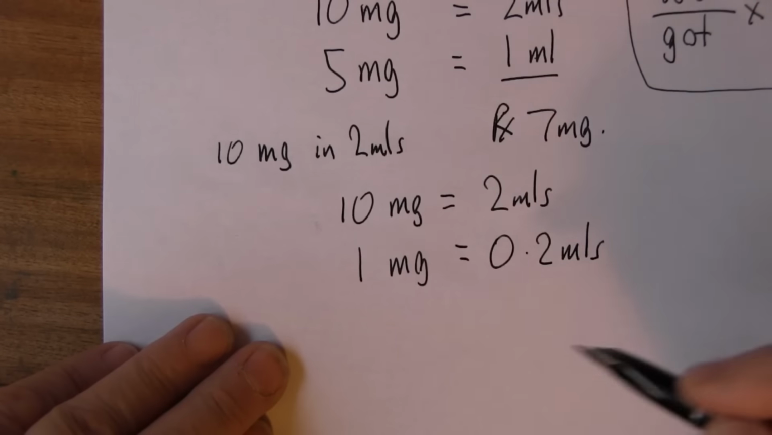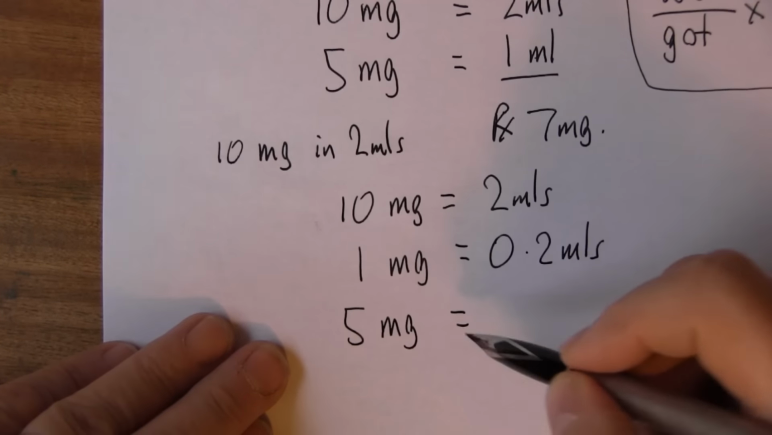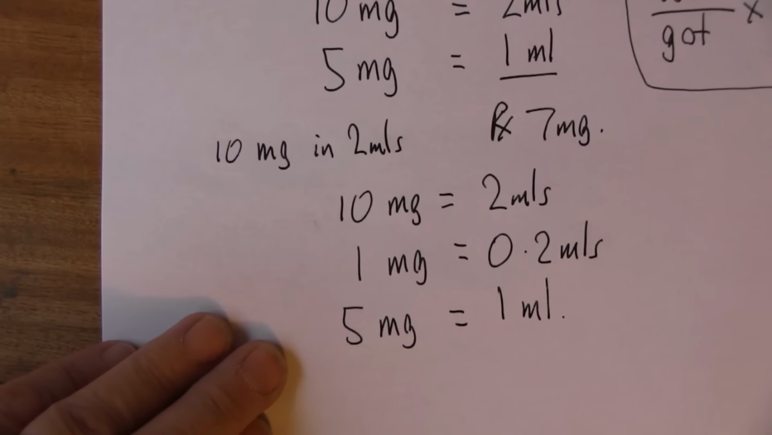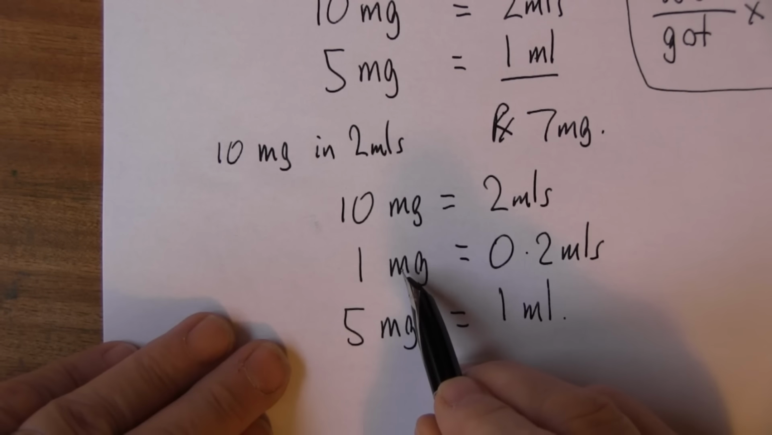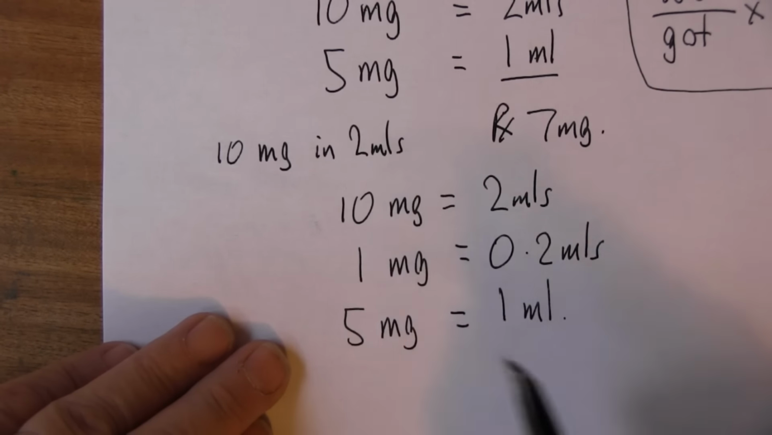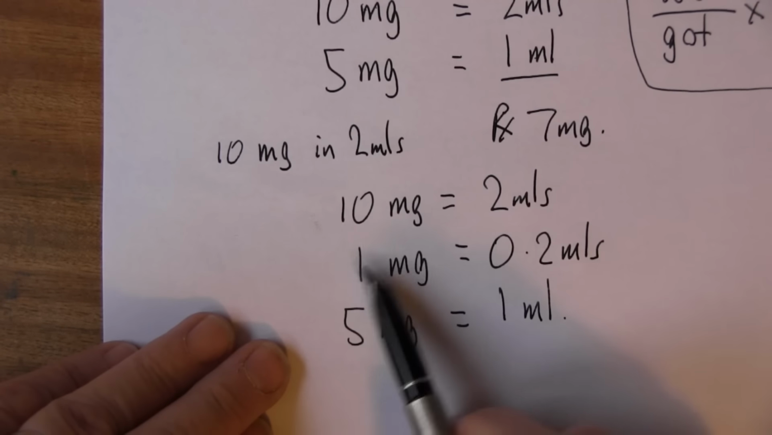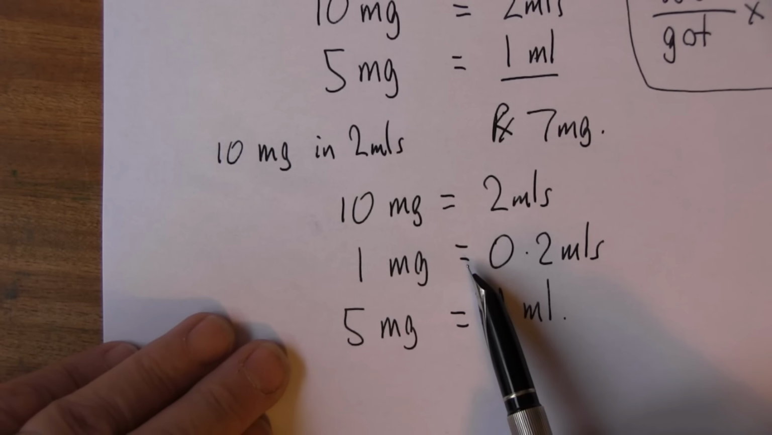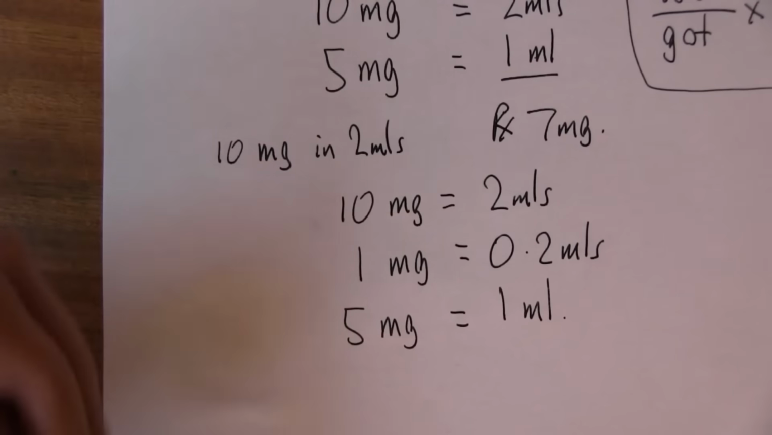And I also know that 5 milligrams is going to equal 1 mil. But I want to give 7 milligrams. So can you see there's 5 milligrams there, there's 1 milligram there. But I want to give 7. So I'm going to need 2 of those. So from that I can see that if 1 milligram is 0.2, then 2 milligrams is going to be 0.4. So I can kind of see that now.